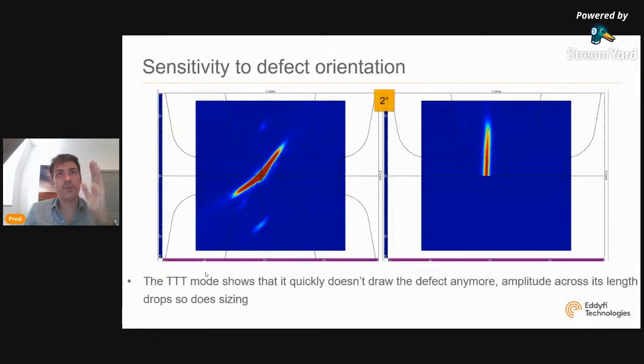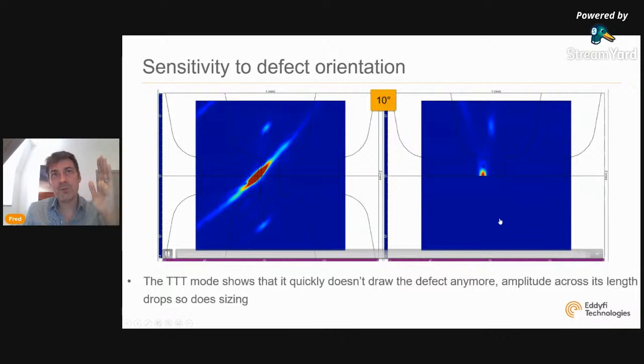Now we have 2 degree, barely any changes. 4 degree, we can see that we are losing amplitude right here. 6, losing a lot of amplitude right here. 8, and 10 degrees. So you see how the 3T mode was okay at the beginning and starting to lose amplitude. If we look at the TT, at 10 degrees, we still have our corner echo right here with the defect. We can see that our tip diffraction on the first leg is located perfectly with the defect. On the second leg, it's shifted a little bit.